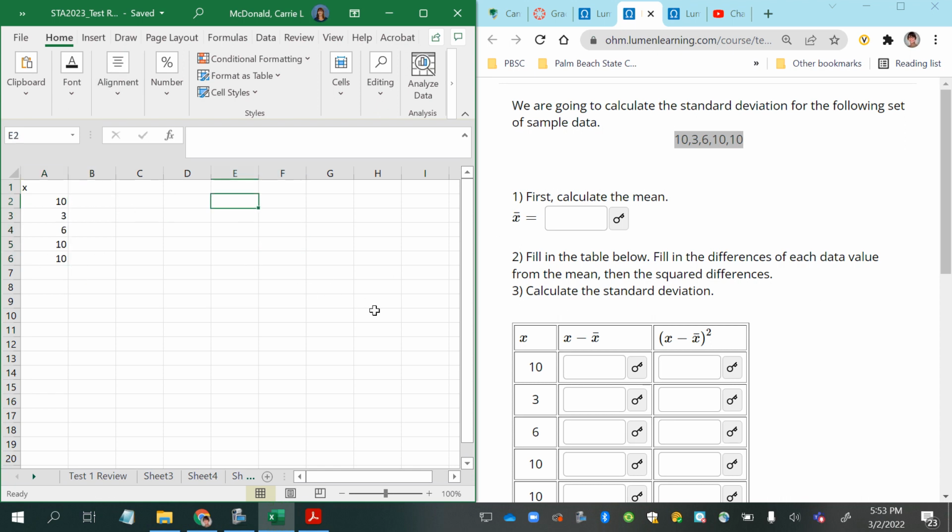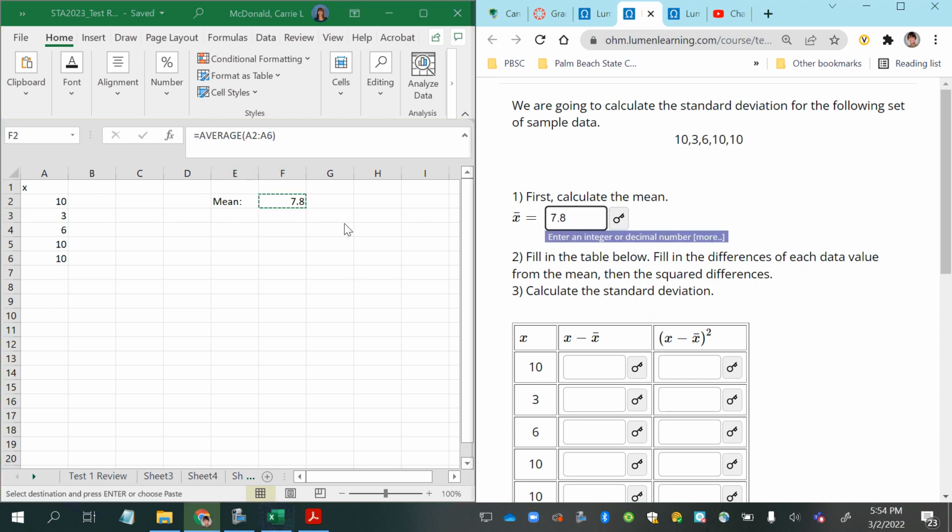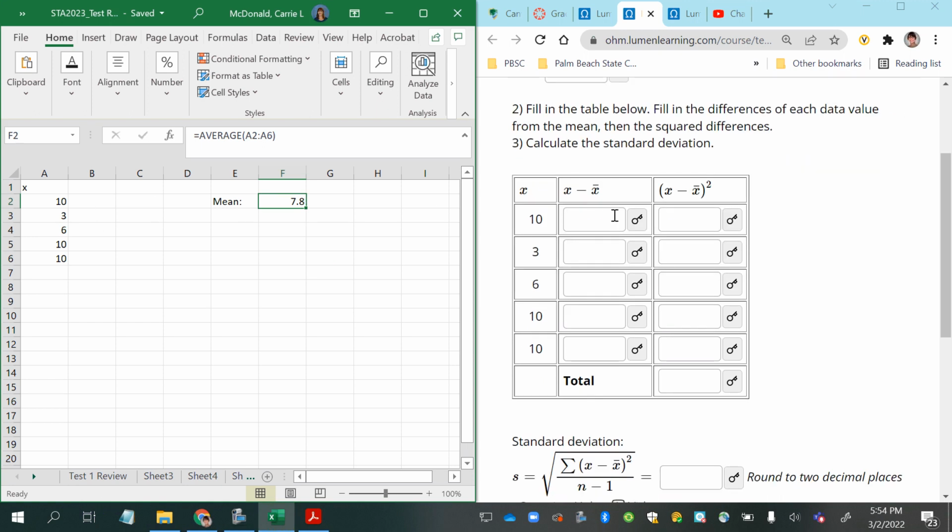Now to calculate the mean, it's very easy to do. You just use the average function in Excel, or you can add up all the numbers and divide by the total number of values. So now we have the mean finished, and we can copy and paste that right into here. And then we're going to start filling in this table. So notice that we are going to subtract x minus the mean. So this symbol here, x bar, is the sample mean symbol. So x minus the mean is what we want to do for each of our x values.